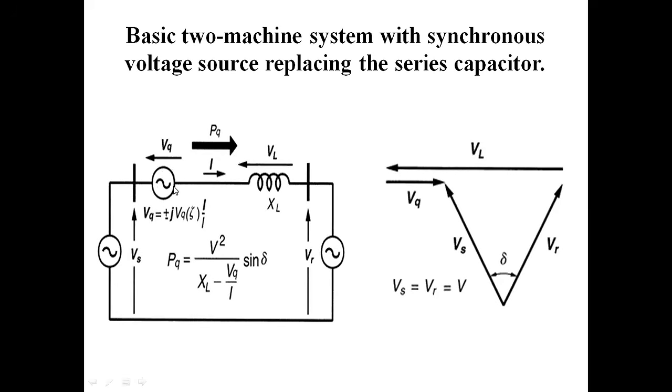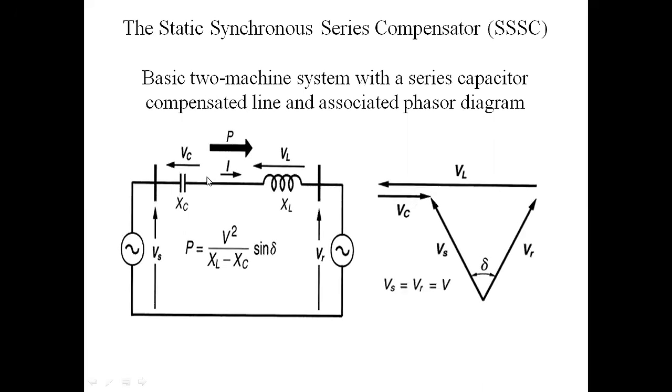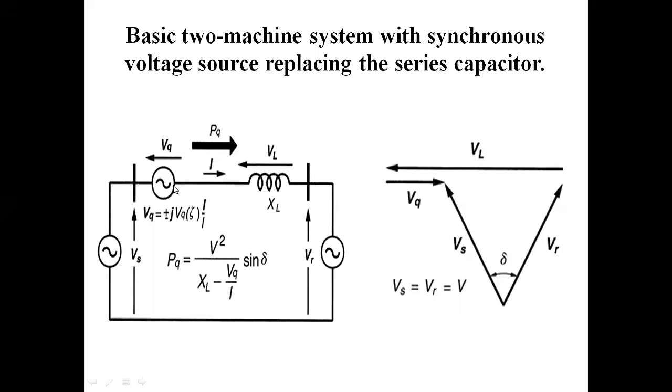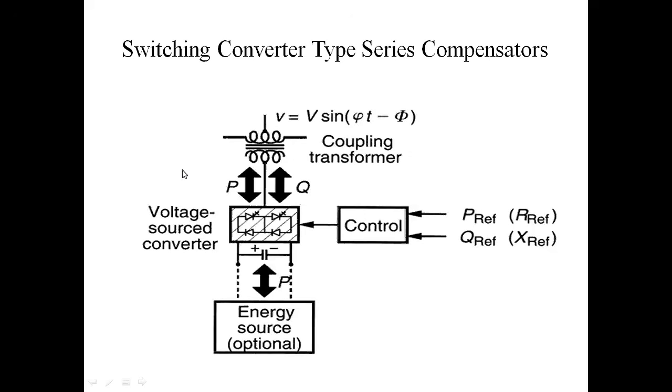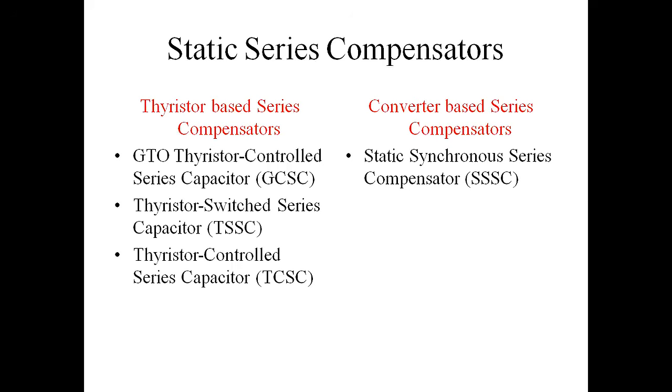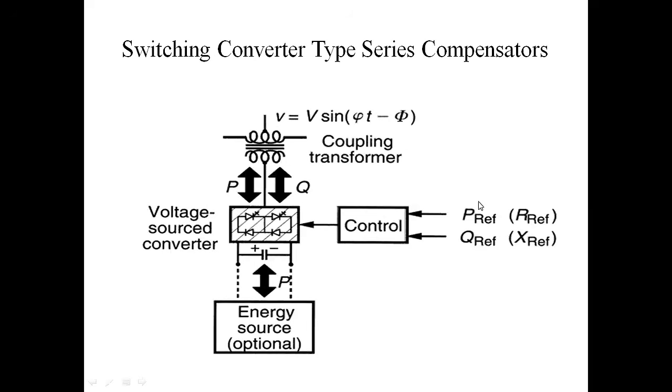Here we are injecting into the transmission line. This is the basic two machine system with a synchronous voltage source. The synchronous voltage source replaces the series capacitor. In this, the capacitor is replaced and we are injecting a voltage source. This is the SSSC, static synchronous series compensator, operation.